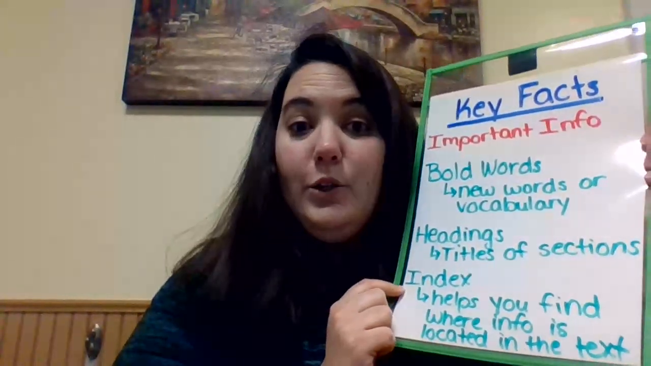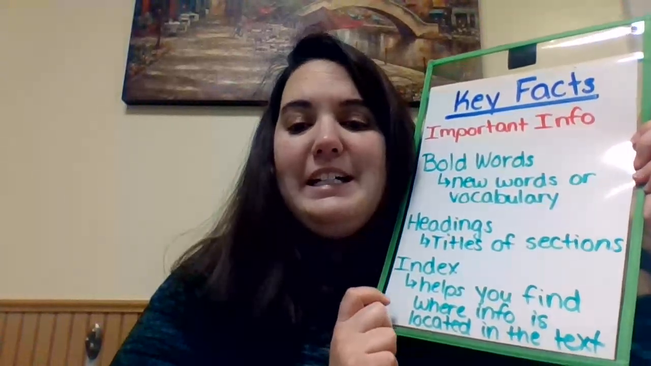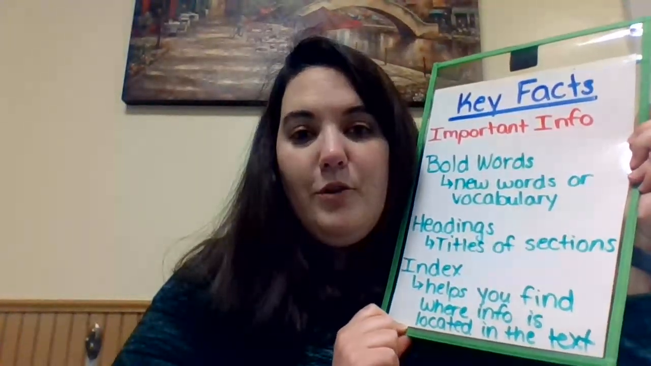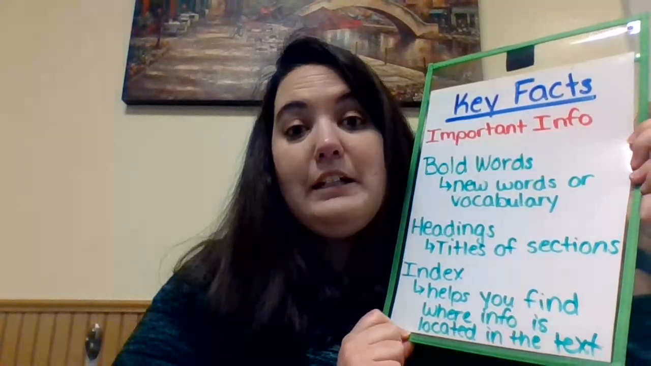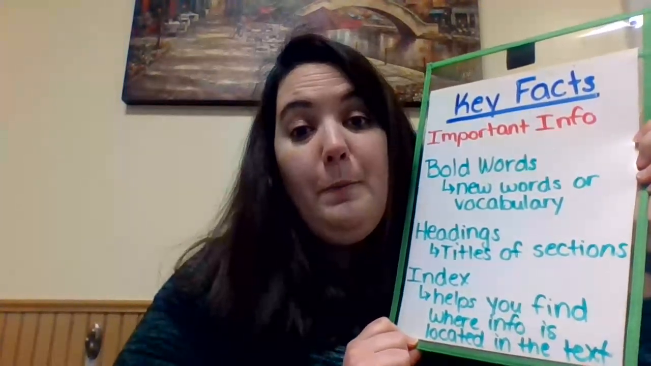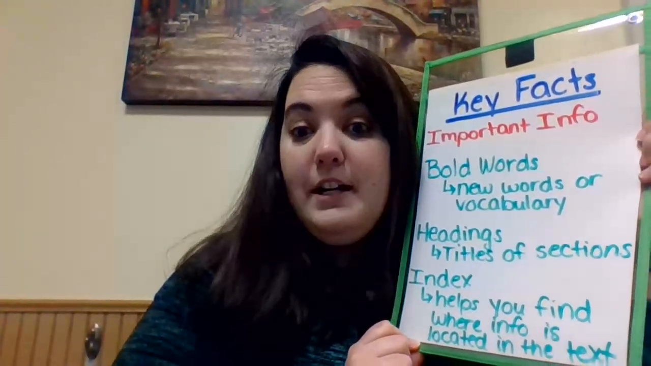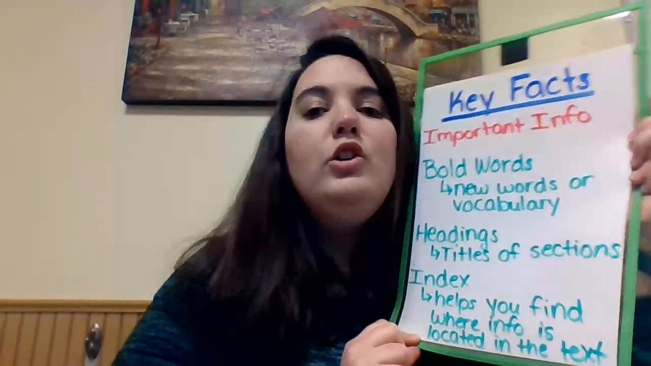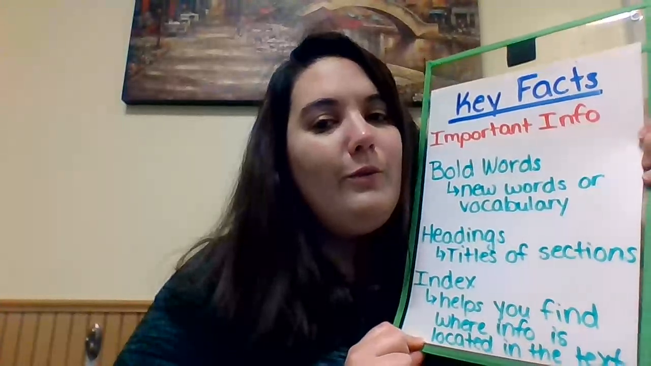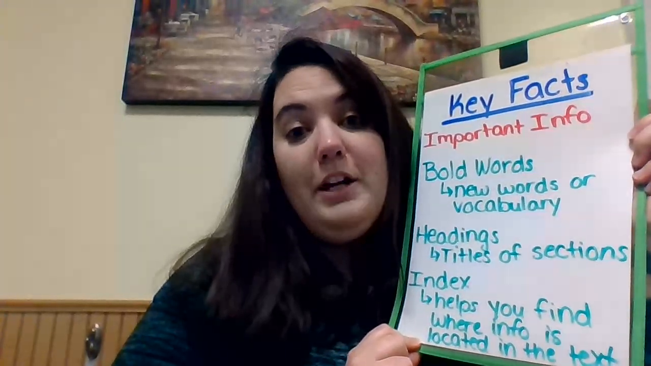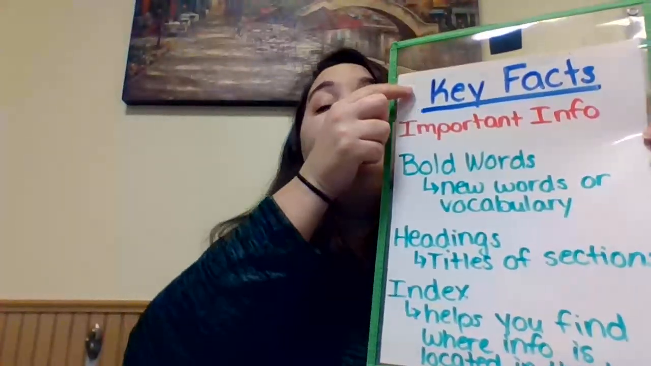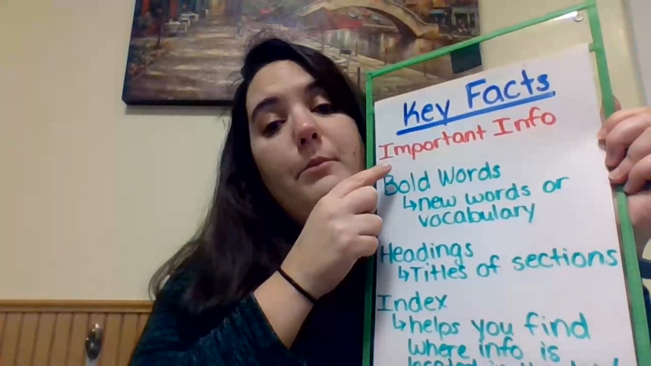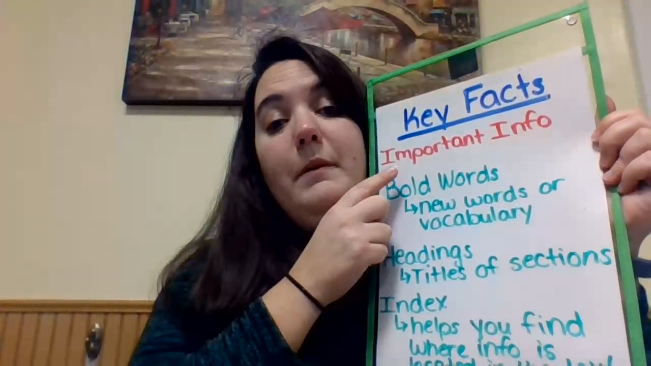An index you'll find at the end of the book. It tells you where the most important information is located in the text. It'll tell you what page to go to. Also, kind of like a table of contents, but an index breaks it down even more. So, in an index, you're really only going to find the most important information to look up. So, key facts tell us the most important information from the text.